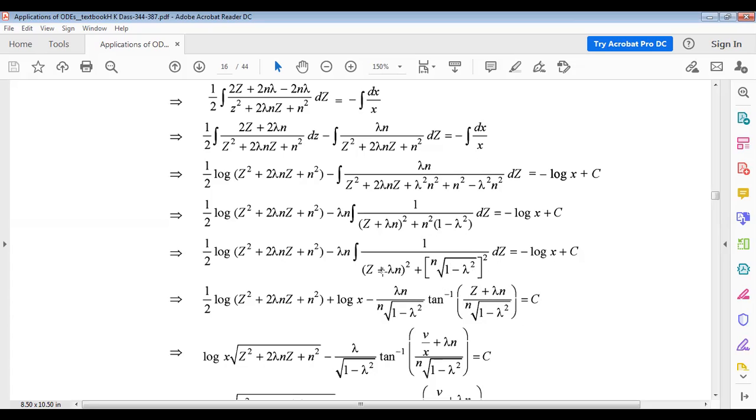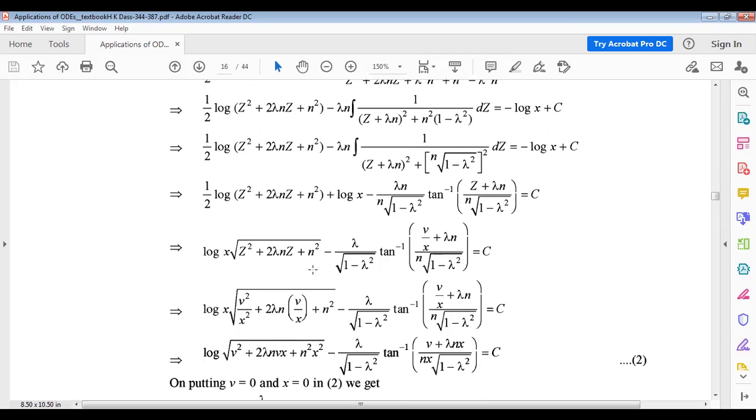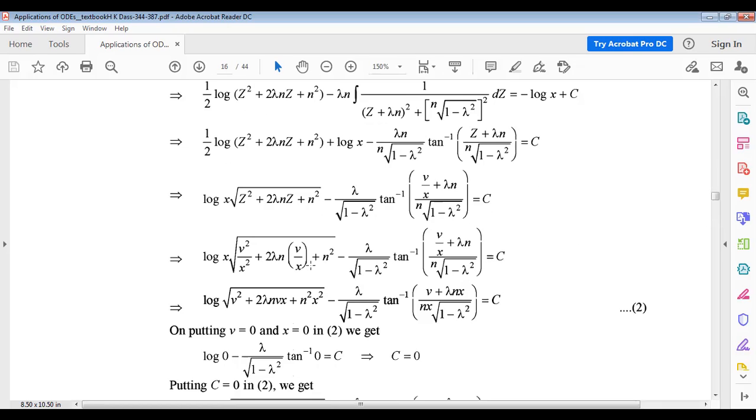Integration of 1 by x square plus a square will be 1 by a tan inverse x divided by a. This log will be here, so this is only c. Now this one, taking log, log x into this minus lambda divided by this tan inverse. So z equals to what?